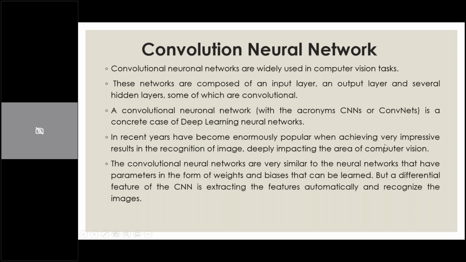What is CNN? CNN is nothing but a convolutional neural network. It's mainly used in computer vision tasks. It also has the same set of layers as your traditional network: input layer, output layer, and hidden layers.